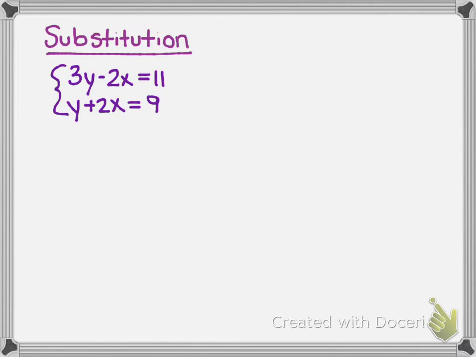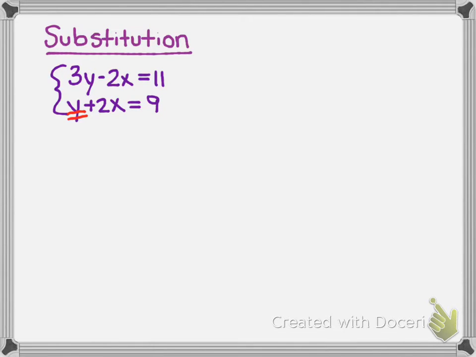The biggest key that you want to look for is a variable that's by itself. It's going to make it really easy to substitute. In this case, in the second equation, y is by itself, so that's what I'm going to set equal to y. Again, it could be an x equals. It doesn't have to be y. I know we're used to y, but it doesn't have to be y.